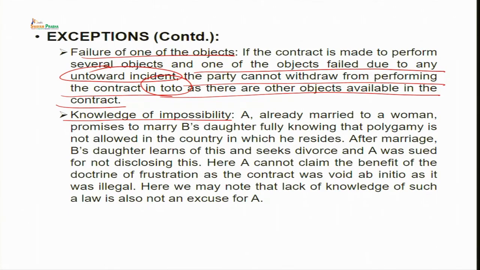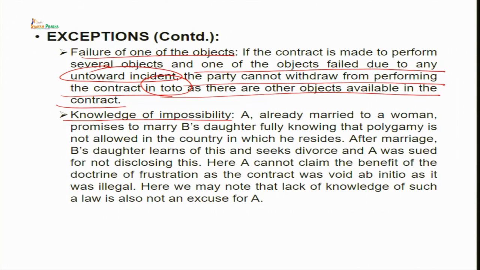It says, A, already married to a woman, promises to marry B's daughter, fully knowing that polygamy is not allowed in the country in which he resides. After marriage, B's daughter learns of this and seeks divorce. And A was sued for not disclosing this. So he was already a married man, and without disclosing this, he promises to marry B's daughter.